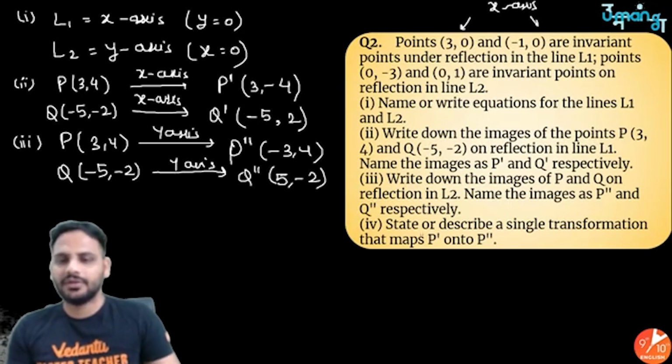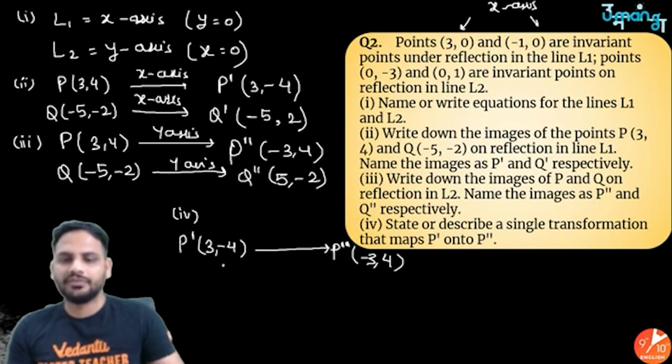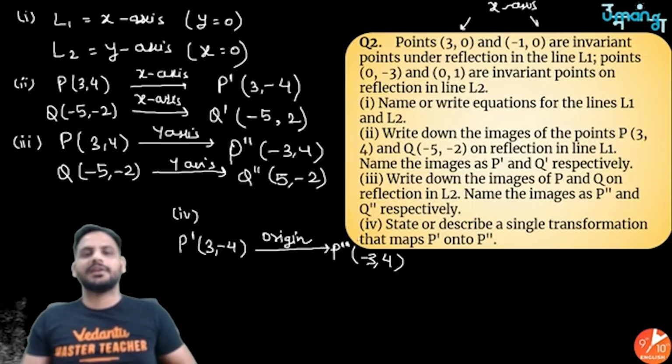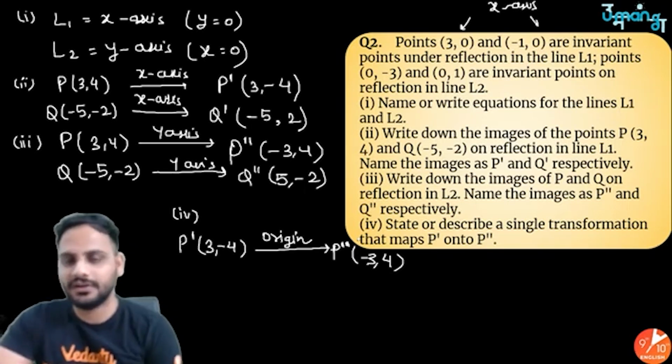Okay beta. Now look at the fourth one: write, state or describe a single transformation that maps P dash onto P double dash. Okay, so in the fourth one I want to go directly from P dash, which is (3, -4), to P double dash, which is equal to (-3, 4). So P dash is (3, -4), P double dash is (-3, 4), 3 is becoming -3, -4 is becoming 4. Both the ordinate and abscissa are changing the sign, so I can clearly say the single transformation should be reflection under origin. As simple as that. The single transformation is nothing but reflection under origin. Simple. Done. Right? This is how this question will be.